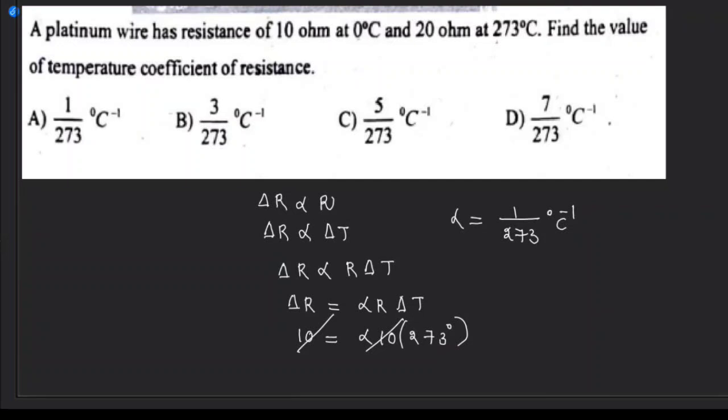So please carry forward this formula for the next exam, right? This delta R is equal to alpha into R into delta T. Carry forward it for the next exam.